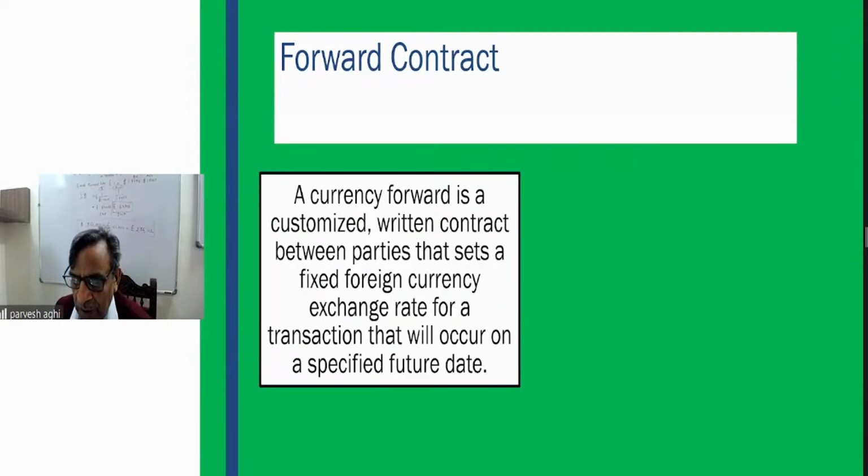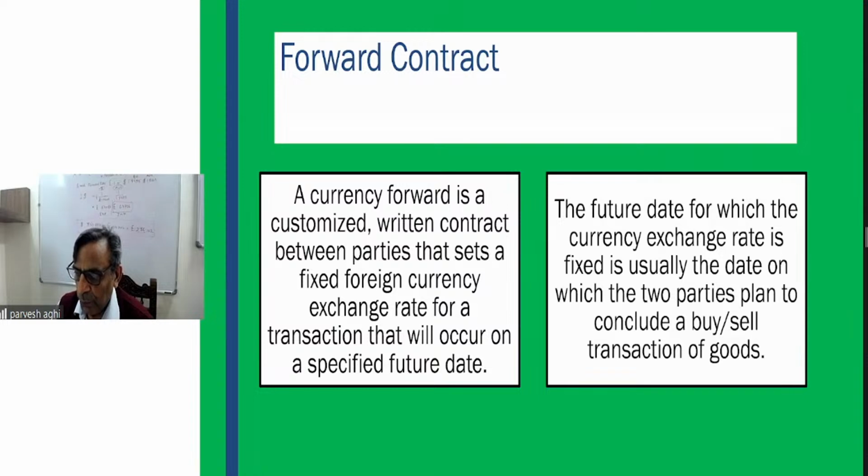So a currency forward is a customized written contract between parties that sets a fixed currency exchange rate for a transaction that will occur on a specified future date. So basically, it's a customized written contract between the parties. Prashant, it is clear. Wonderful. The future date for which the currency exchange rate is fixed is usually the date on which the two parties conclude the buy or sell transaction of goods. So it is the date on which the payment will actually happen.